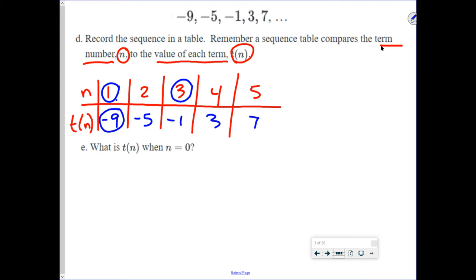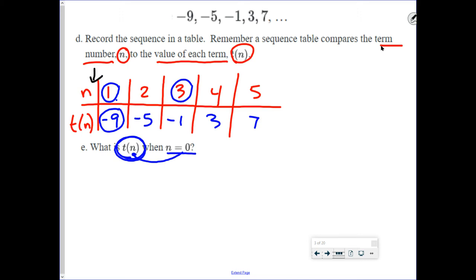Now, question E, here's where it starts getting a little trickier. It says, what is T of 0? Now, T of 0 is the value of the term when n equals 0. By the way, this T of n is very similar to f of x, isn't it? So we're looking for what number right here. This is referring to the value of the term when n is replaced with 0. So T of 0 is not on here, is it? It's a value that would come before then, okay? Before this 1, so it would come over here.